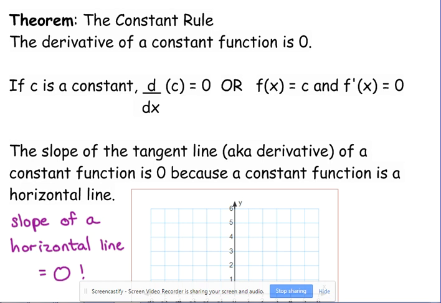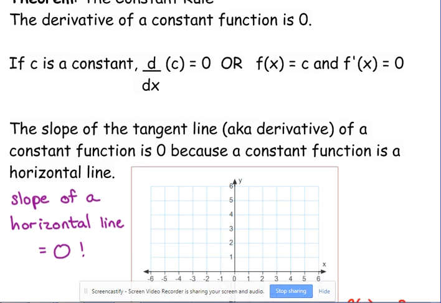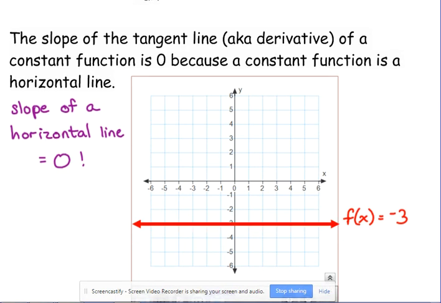So the derivative, or the slope of the tangent line, if we've got a constant function, a constant function is a horizontal line. So for example, this one right here is f of x is equal to -3, okay, or y equals -3. A constant function is a horizontal line. What's the slope of a horizontal line? That slope is 0 because there's no rise. Okay, there's no rise to a horizontal line. So the slope of a constant, or excuse me, the derivative of a constant function is 0.